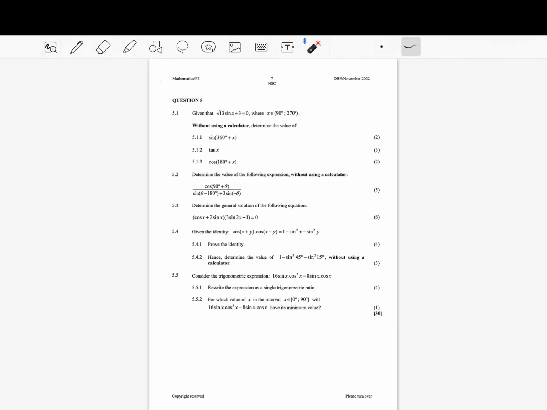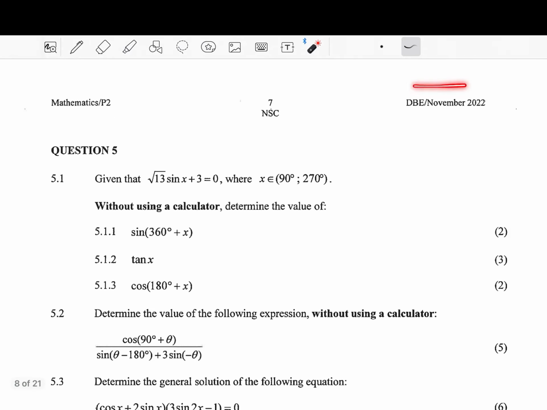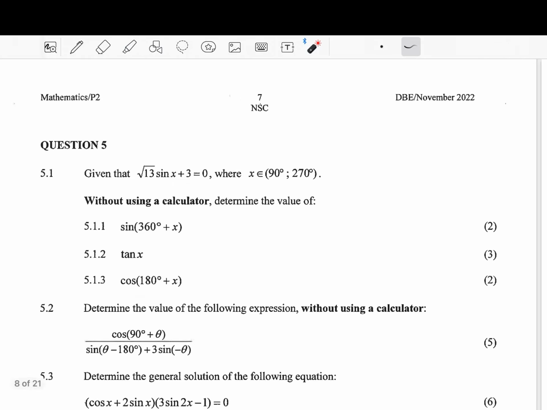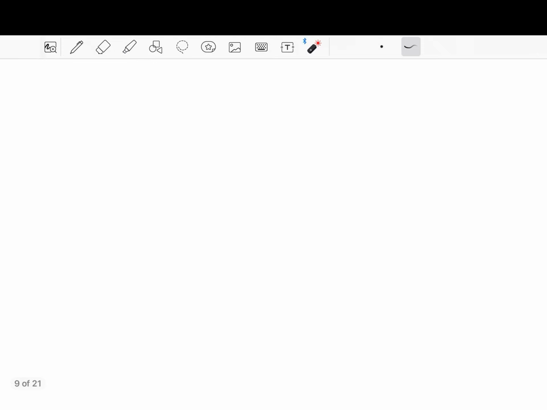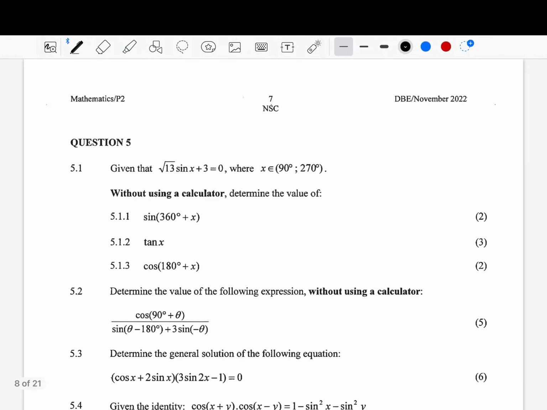So check it out. This is from November 2022, paper 2, question 5, NCS, but applicable to other syllabi as well. So let's go. First things first, let's start understanding question 5.